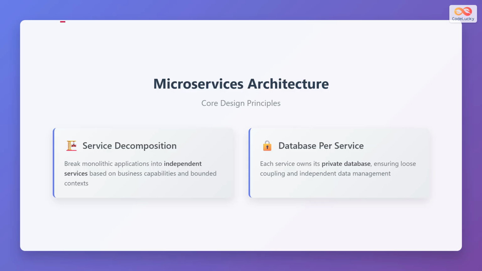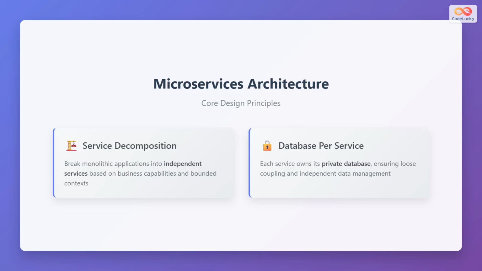Let us begin by understanding the fundamental principles of microservices architecture. The first principle is service decomposition, which involves breaking down large, monolithic applications into smaller, independent services. Each service should have a single responsibility and be organized around business capabilities rather than technical layers. This approach ensures that services are loosely coupled and can be developed, deployed, and scaled independently.